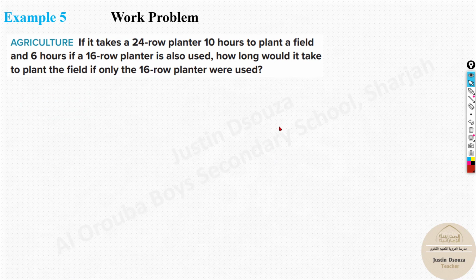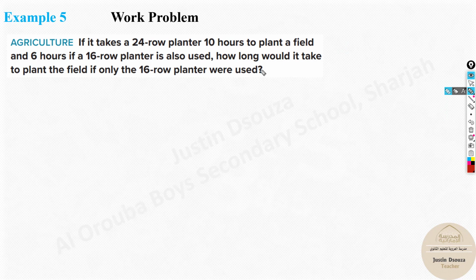Another work problem. There is a method for all these work problems. You should just remember it's always 1 divided by. That's what I remember when I get any work problem. It's always 1 divided by. Let's read this one about agriculture. If it takes a 24 row planter 10 hours to plant a field and 6 hours if a 16 row planter is also used, okay. Sorry, let me read it again.